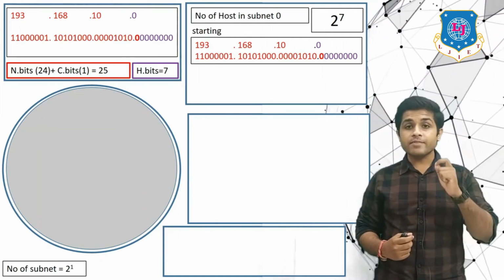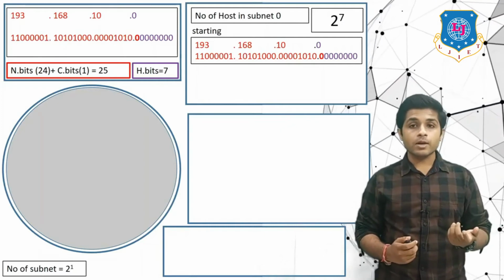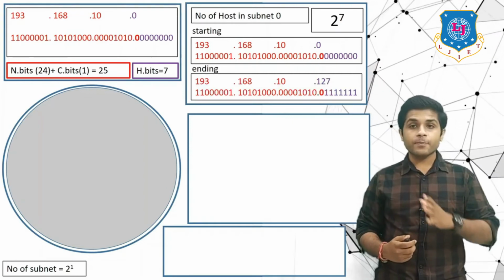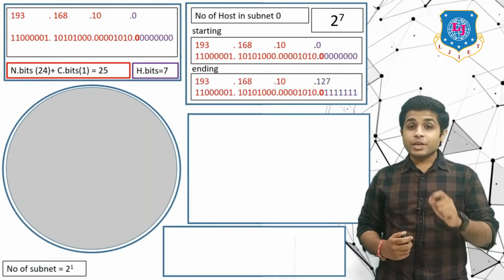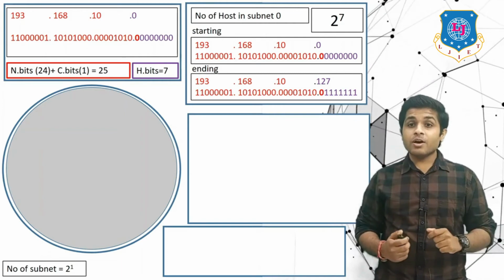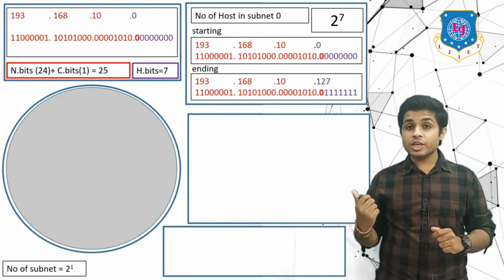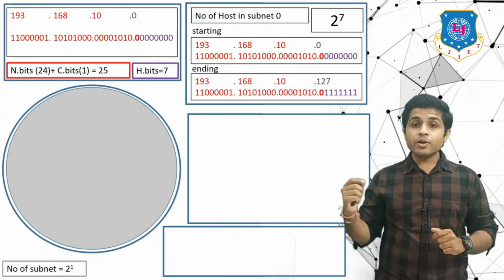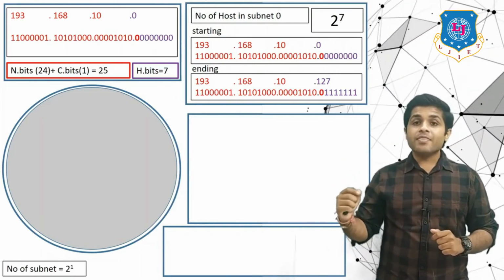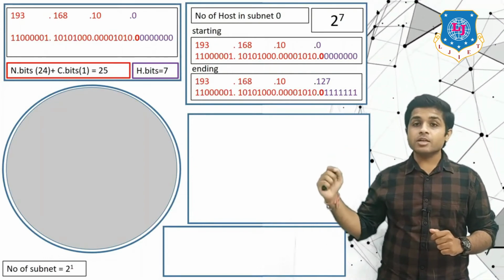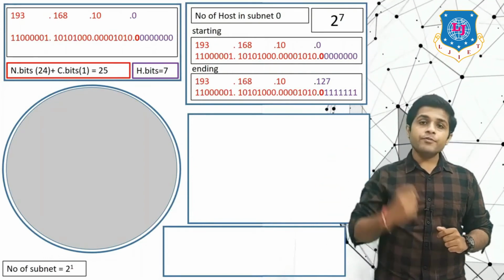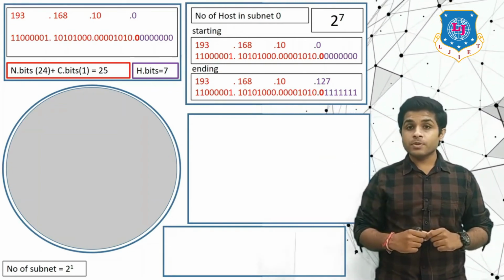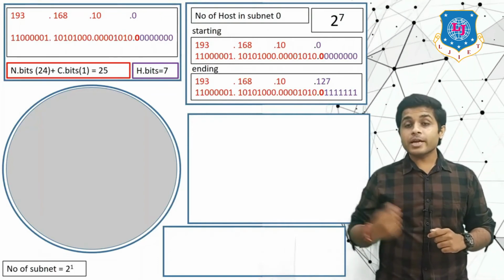I want to find the last IP address. In that case, I will set all the host bits to 1. So let's set them, and you will get 193.168.10.127. If you notice, the converted bit is not changed in one subnet. So in one particular subnet, you have to remember that the converted bit does not change. Now if you increment 1 to the last address of subnet 0, you will get the first address in the subnet 1.